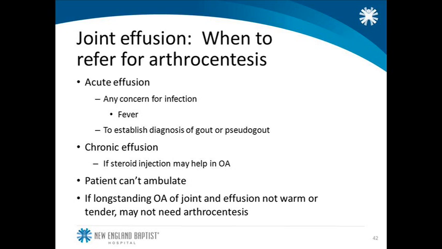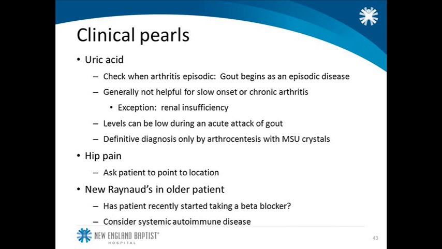If a patient has a chronic effusion, such as a chronic knee effusion due to osteoarthritis, a steroid injection may be helpful in reducing symptoms. If the patient can't ambulate, they need further evaluation. If a patient has long-standing osteoarthritis of a joint and an effusion that is not warm or tender, they may not need an arthrocentesis. So on to some clinical pearls and back to uric acid.